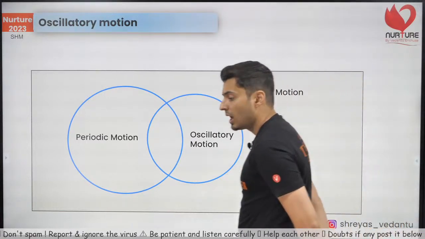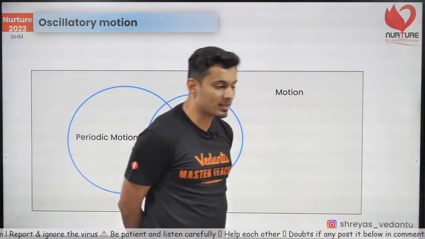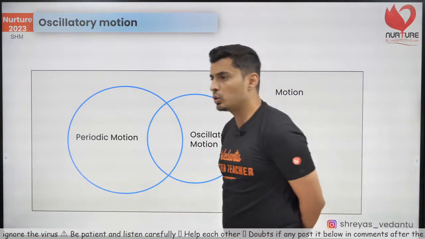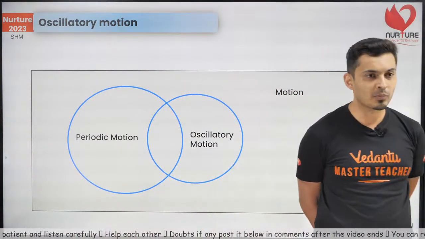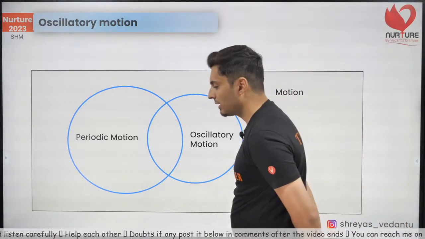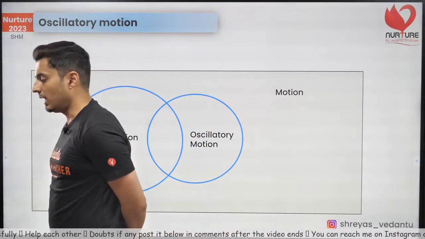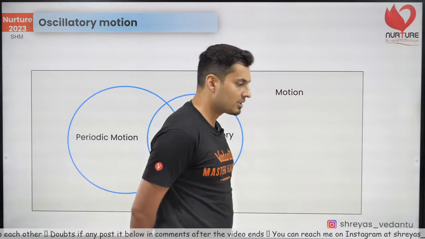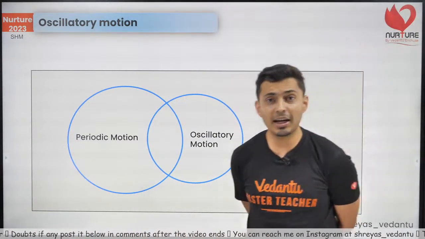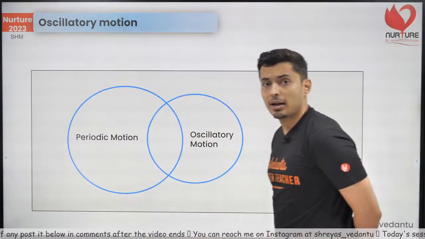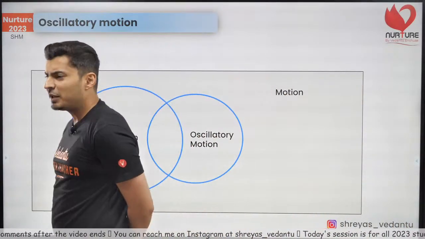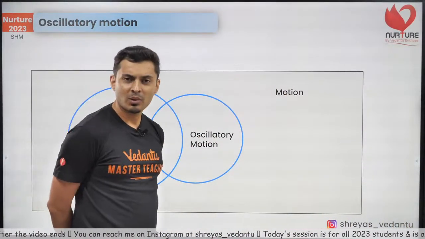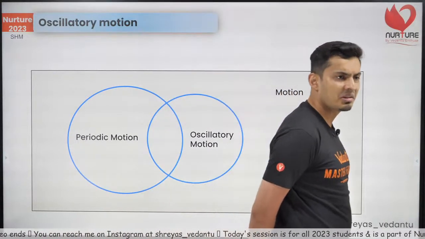But look at this. I take 1 second to go here. I take 1 second to come back. Next time I take 2 seconds, and again 2 seconds to come back. Next time I take 3 seconds to go here, and then again 3 seconds to come back. Now again I go here in 1 second and come back in 1 second. Now I take 3 seconds to go here. What kind of motion do you think it is?